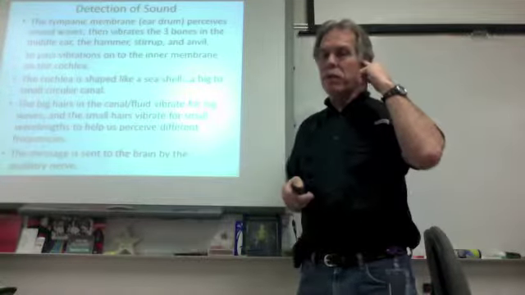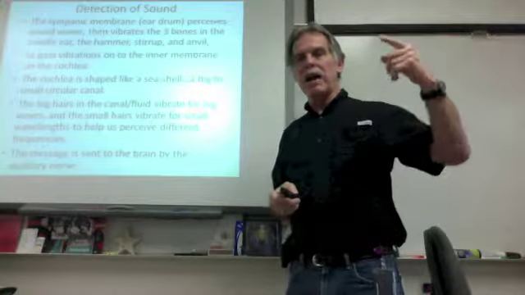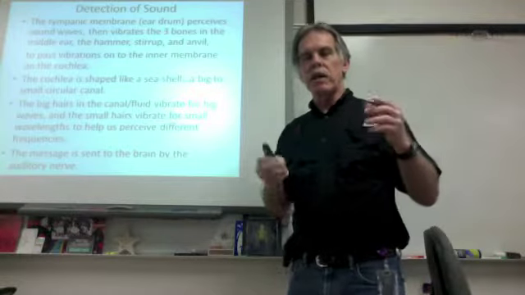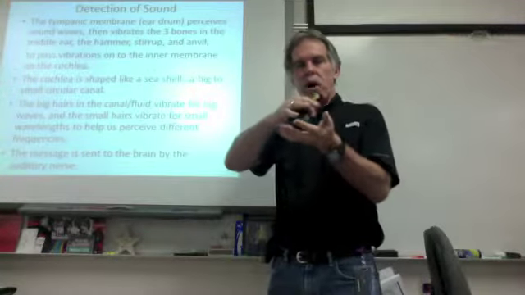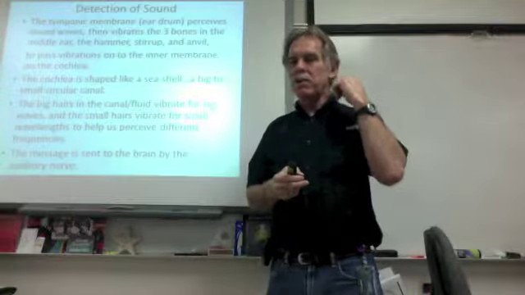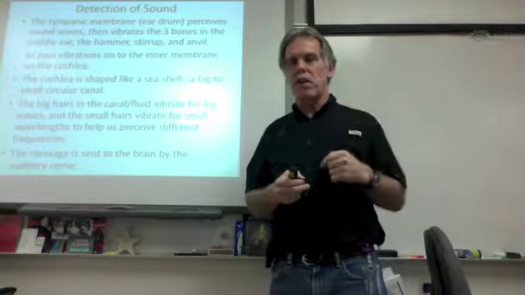They vibrate the membrane on the cochlea. The cochlea looks like a big shell, like a cockle shell. It's a kind of a spiral shell, goes from big channel to smaller and smaller and smaller all the way to the middle. Inside there's a basilar membrane that has these little hairs standing up that are connected to nerves.